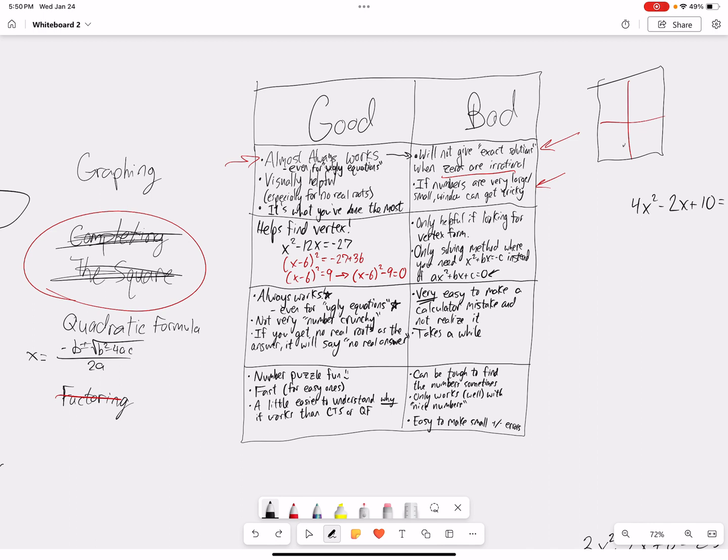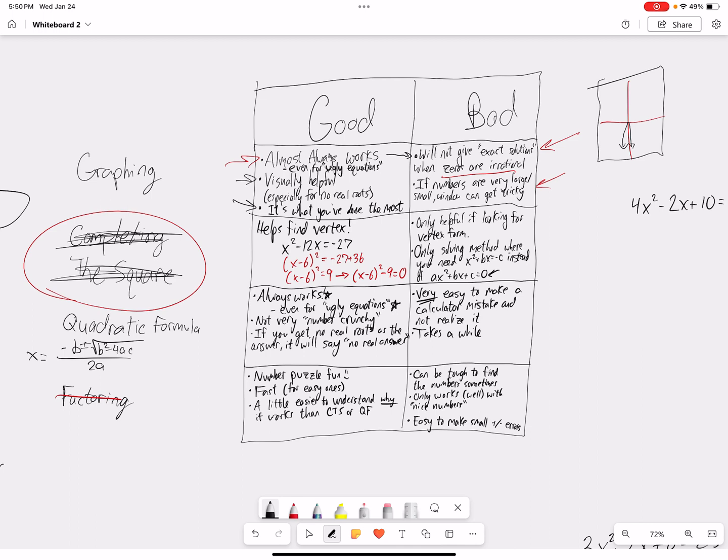Or if it was super tiny, maybe it would look like that and it could secretly be that it crosses the x-axis there and there, but it's just too difficult to see. So that's the only other downside. It's also what you've done the most, and people seem to be really comfortable with it. And I'm confident with you guys doing it. So I would do that for almost every problem, even just to check yourself.